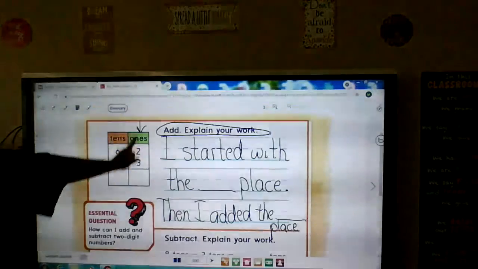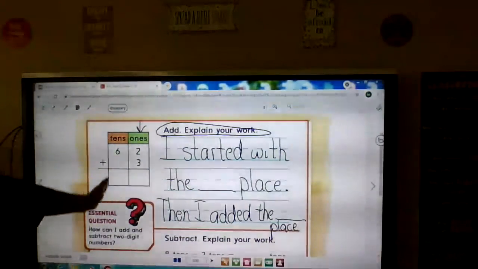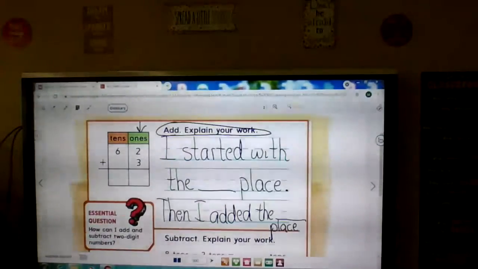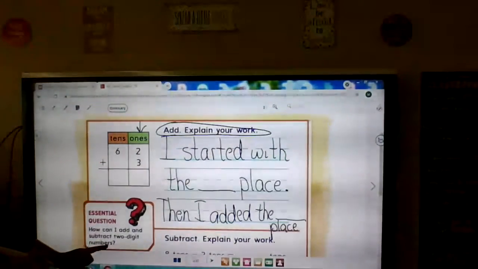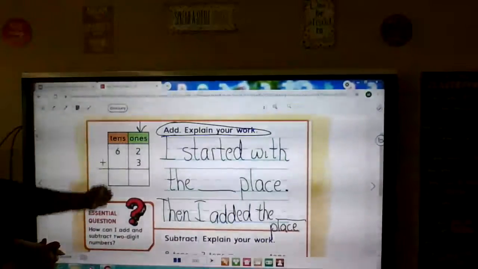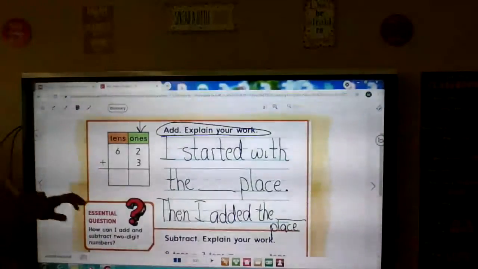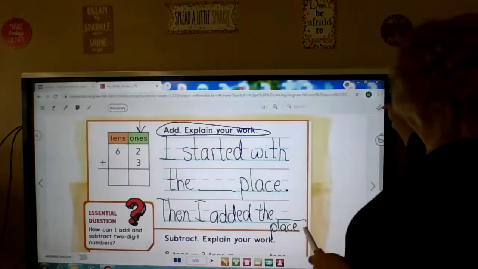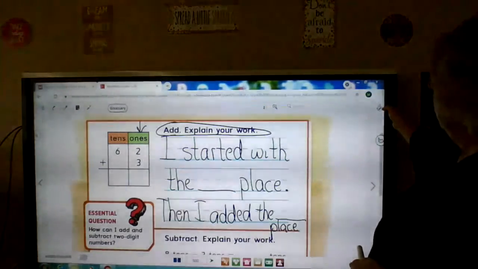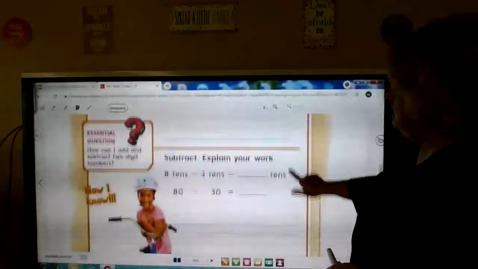After this place, after the ones, what do you add next? I started with the blank place value, and then I added the blank place. Kind of helped you with that. Pause me and do that. Okay.